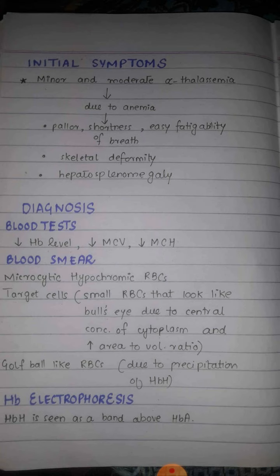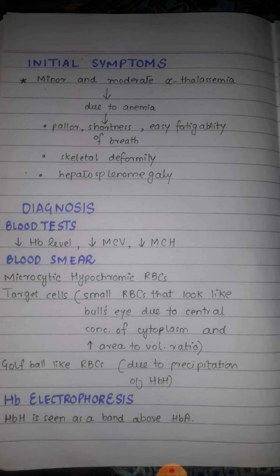Then we will perform the blood smear. In blood smear, we will see that there are microcytic hypochromic red blood cells. Microcytic because they are not properly filled with hemoglobin and they are small in size. Hypochromic also because they are not filled with hemoglobin and they have light color. Then there will be target cells. Target cells are actually red blood cells which have a dark boundary, and they have a central dark area because of the concentration of cytoplasm in the center. So there will be target cells, and there will be Golf ball like red blood cells due to the precipitation of hemoglobin H.